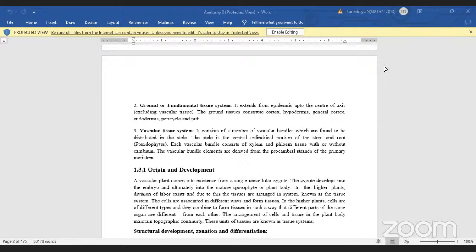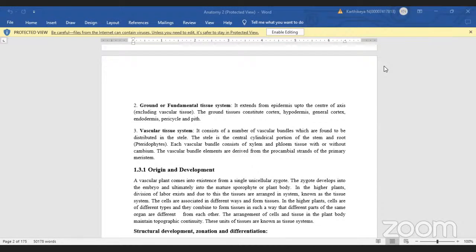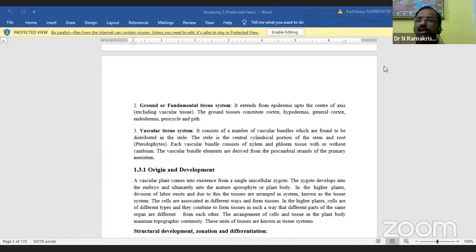When we are looking at the section cutting, three parts are there. One is the epidermis. Second one is the cortex. Third one is the stele. Three parts are there when you are looking at the section cutting. Is it clear now? Yes, sir.